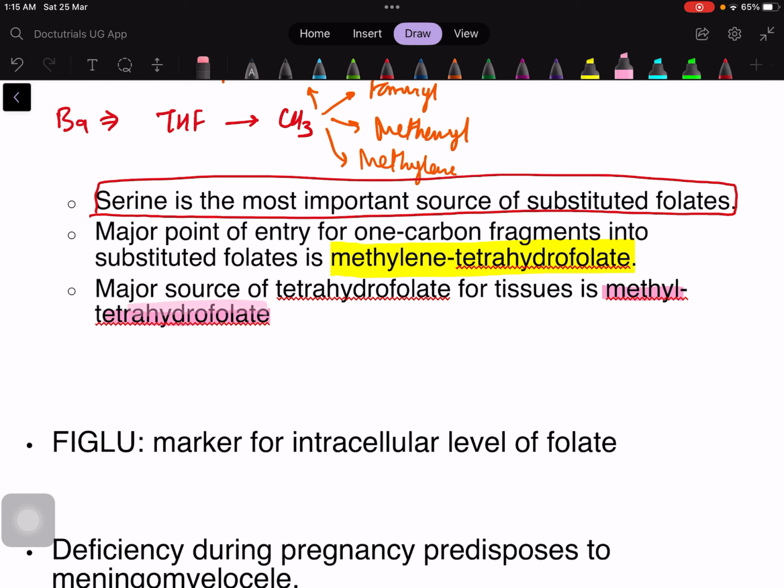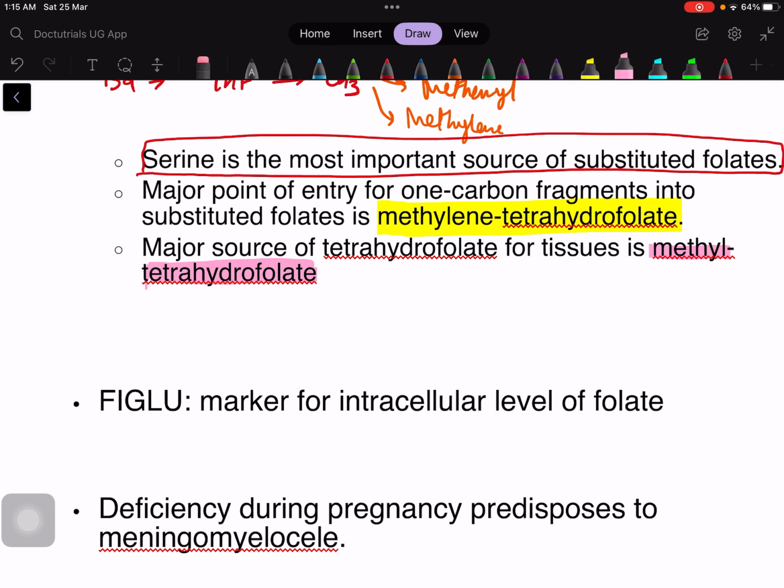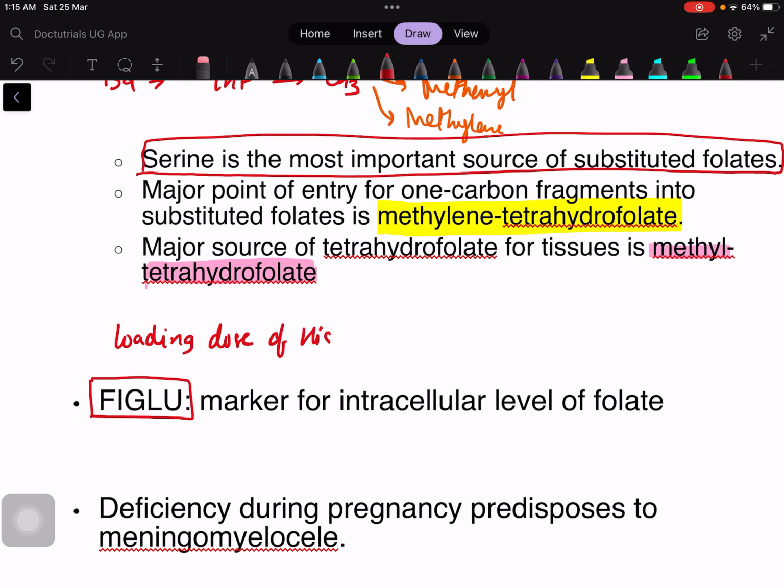This is where the B12 comes into play. It converts the methyl tetrahydrofolate first to tetrahydrofolate, and then this tetrahydrofolate can get activated into the different forms of the tetrahydrofolate. Please note that to identify the deficiency, we measure the level of FIGLU, particularly in the urine. This is done after providing a loading dose of histidine, right? We provide a loading dose of histidine and then we measure the FIGLU in the urine.